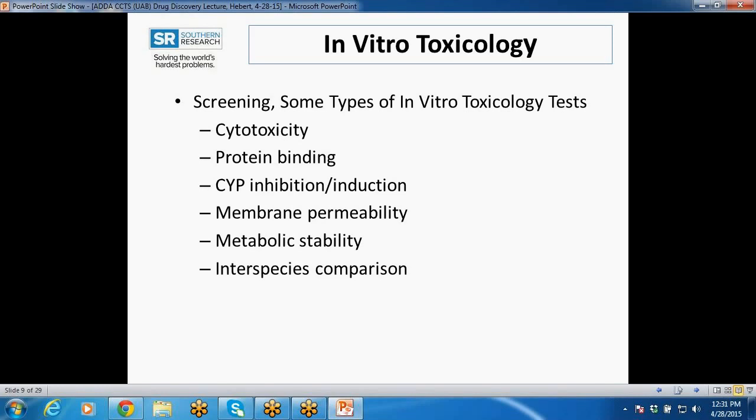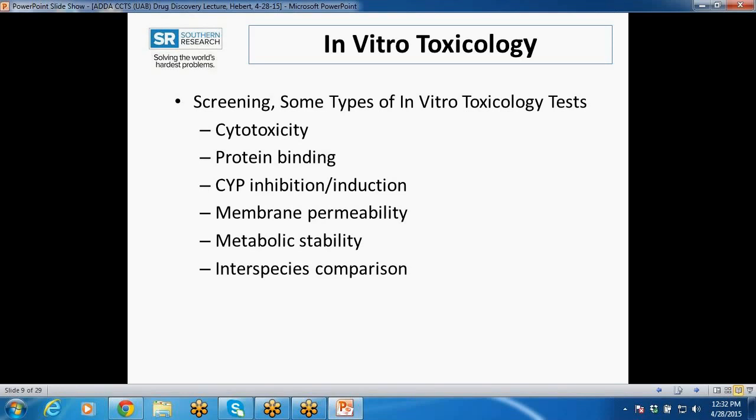So understanding the effects of your drug on drug metabolizing enzymes in the liver and other parts of the body is a critical part of in vitro toxicology testing. Looking at membrane permeability. Acetaminophen is another good example. Basically what it does is it punches holes in the liver cell membranes. You want to look at the stability of the drug. Once you administer it, how quickly does it disappear?